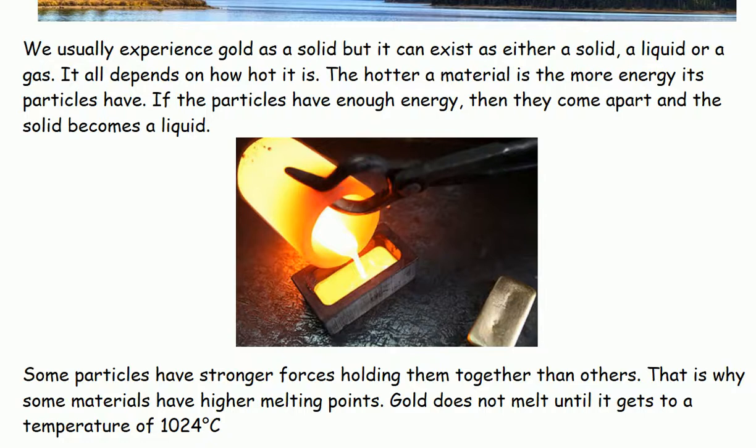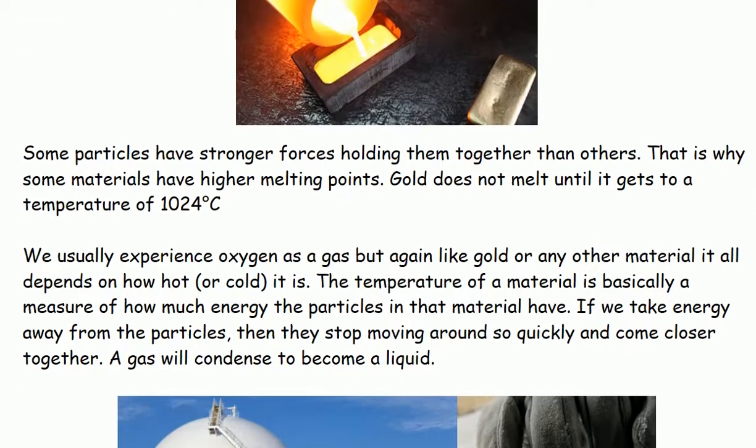The hotter a material is, the more energy its particles have. If the particles have enough energy, then they come apart and the solid becomes a liquid. Some particles have stronger forces holding them together than others. That is why some materials have higher melting points. Gold does not melt until it gets to a temperature of 1024 degrees.